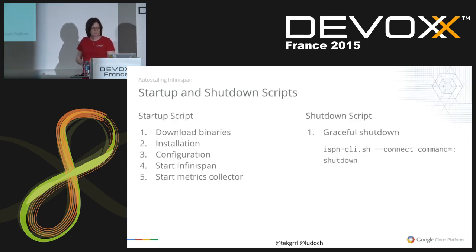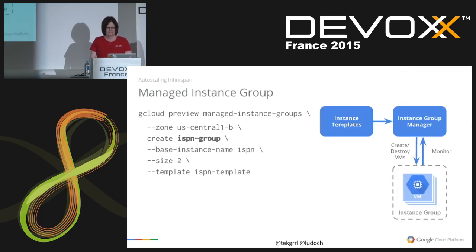Our startup and shutdown scripts look like this. The startup script will ultimately download binaries, do installation, provide configuration, start Infinispan and start a metrics collector. Our shutdown script would ultimately run something to remove it from the cluster. It doesn't have to do much. It can just disappear, and the cluster can work it out itself. But we can actually shut this machine down gracefully, and remove it from the cluster in a proper way. But it can just go away if it needs to, and the cluster will work it out and say, yeah, one of our machines has gone. We need to rebalance, and it will rebalance.